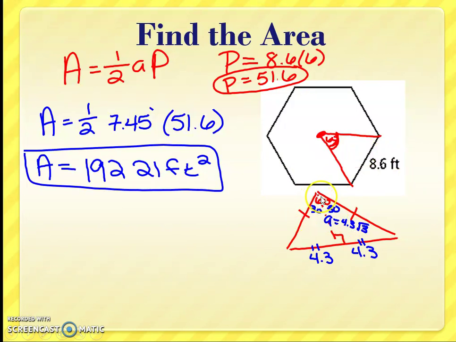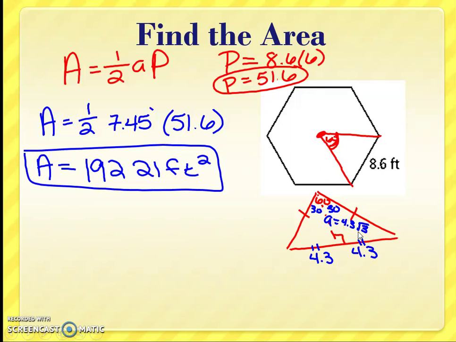So if this is 60, if I draw apothem, which is the height of this triangle, that's going to be 30, 30, right? It bisects. That's going to be a 30, 60, 90 right triangle, a special right triangle. So the ratio for that is, this is 8.6. If you cut it in half, it's 4.3. So I just need this height, correct? This height will be 4.3 radical 3.